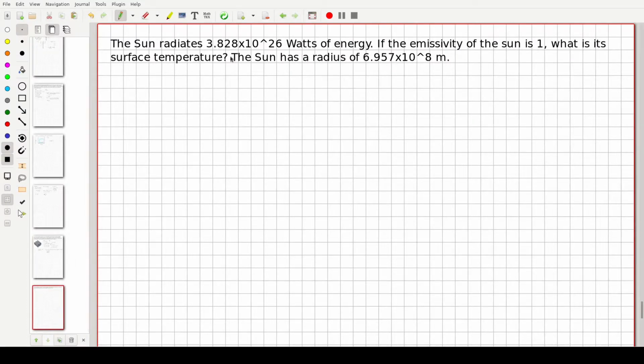So in this example, we have the sun, which radiates 3.828 times 10 to the 26 watts of energy. Now, we know this because if you remember our conversation about intensity, if I can measure the intensity of the sunlight at the Earth's orbit, and I know how far away the sun is from the Earth, I can tell you how much power is being put out. So this is something that we can empirically measure. So we know it puts out this many watts, and the emissivity of the sun is 1. So the sun is a black body.